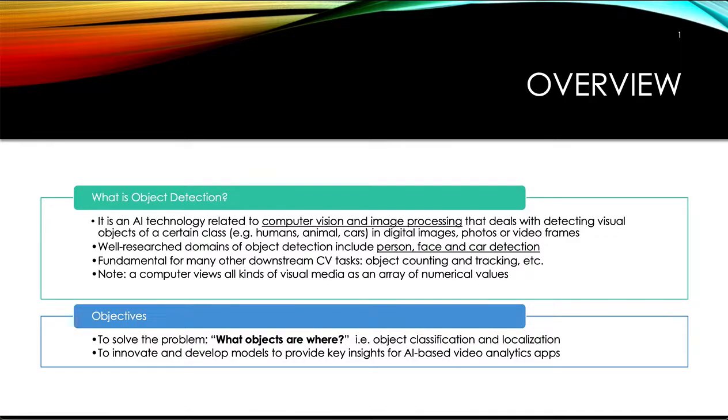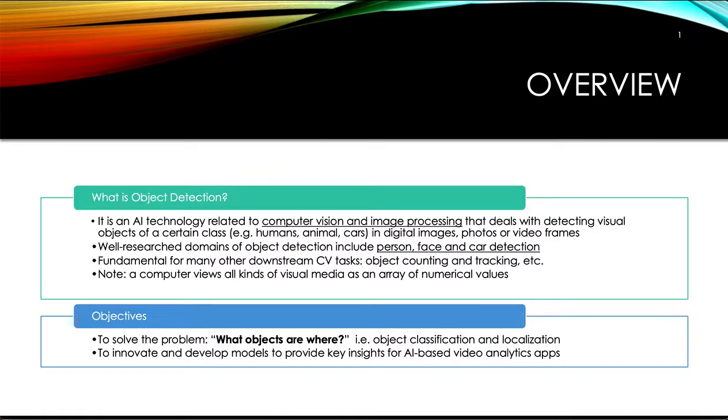It is a kind of AI technology related to computer vision and image processing that deals with detecting objects of a certain class or category, such as humans, animals, vegetables, fruits, cars, in digital images, photos, or video frames. Well-researched areas of object detection include people detection, face detection, and car detection. It is fundamental for many downstream computer vision tasks, such as object tracking and object counting.